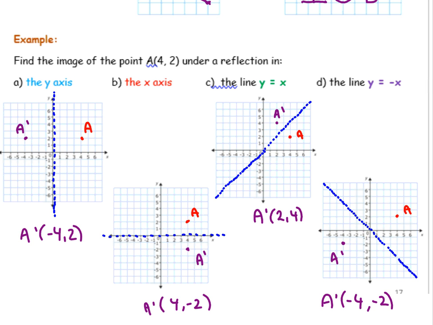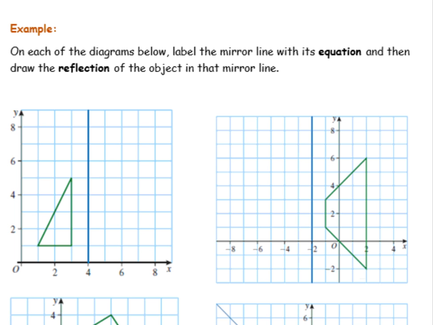Okay, so let's just move on. And again, I'll put a pop-up if I've made a mistake. So keep an eye out for any pop-ups. Slightly easier one. On each of the diagrams below, label the mirror line with its equation. The mirror line's in blue. And then draw the reflection of the object in that mirror line.